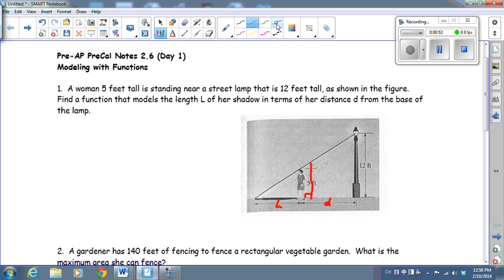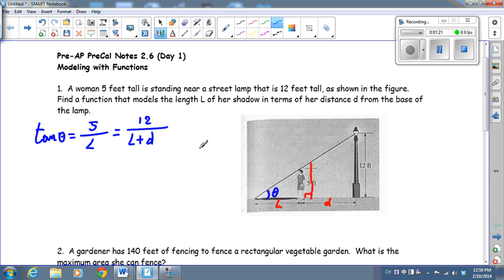Let's say I pay attention to this angle, and I'll call it theta for now. If I try to find the tangent of theta, I would say tangent of angle theta is equal to opposite, which is 5, over the adjacent, which is L. Well, now I'll look at the big triangle. The opposite now is 12 over the adjacent, which will be L plus D.